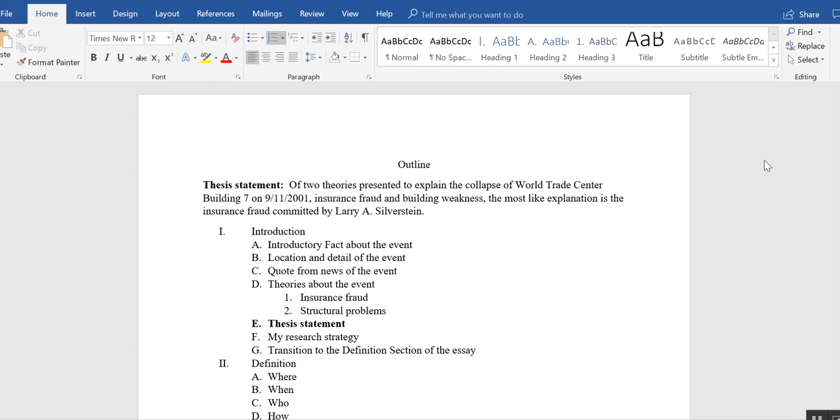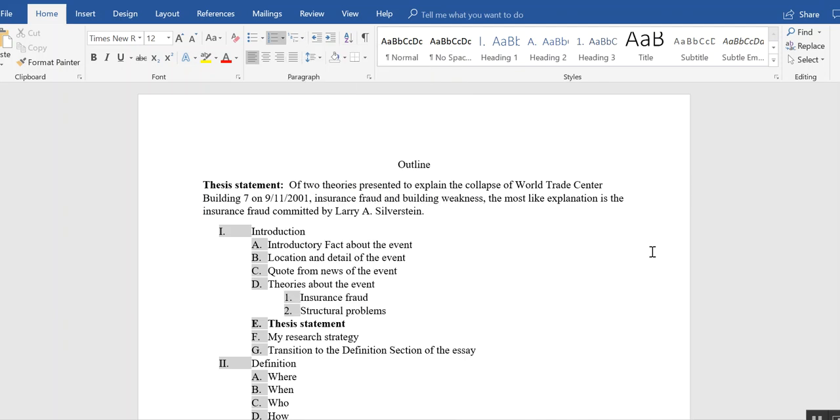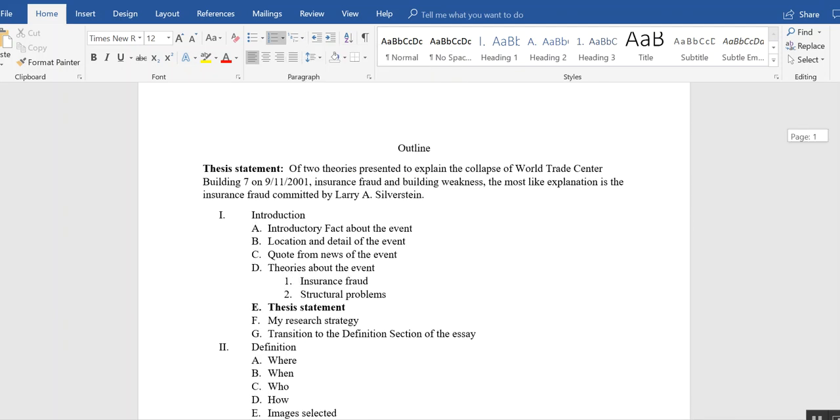I've done a really good job of following the directions of the tutorial for how to create an outline in Word, and I did that by doing like she said and placing the outline here. Then I wrote out my thesis statement, and then I went up here as she instructed and did the define multi-level list, and I filled that out as she described. And so now I'm ready to go.